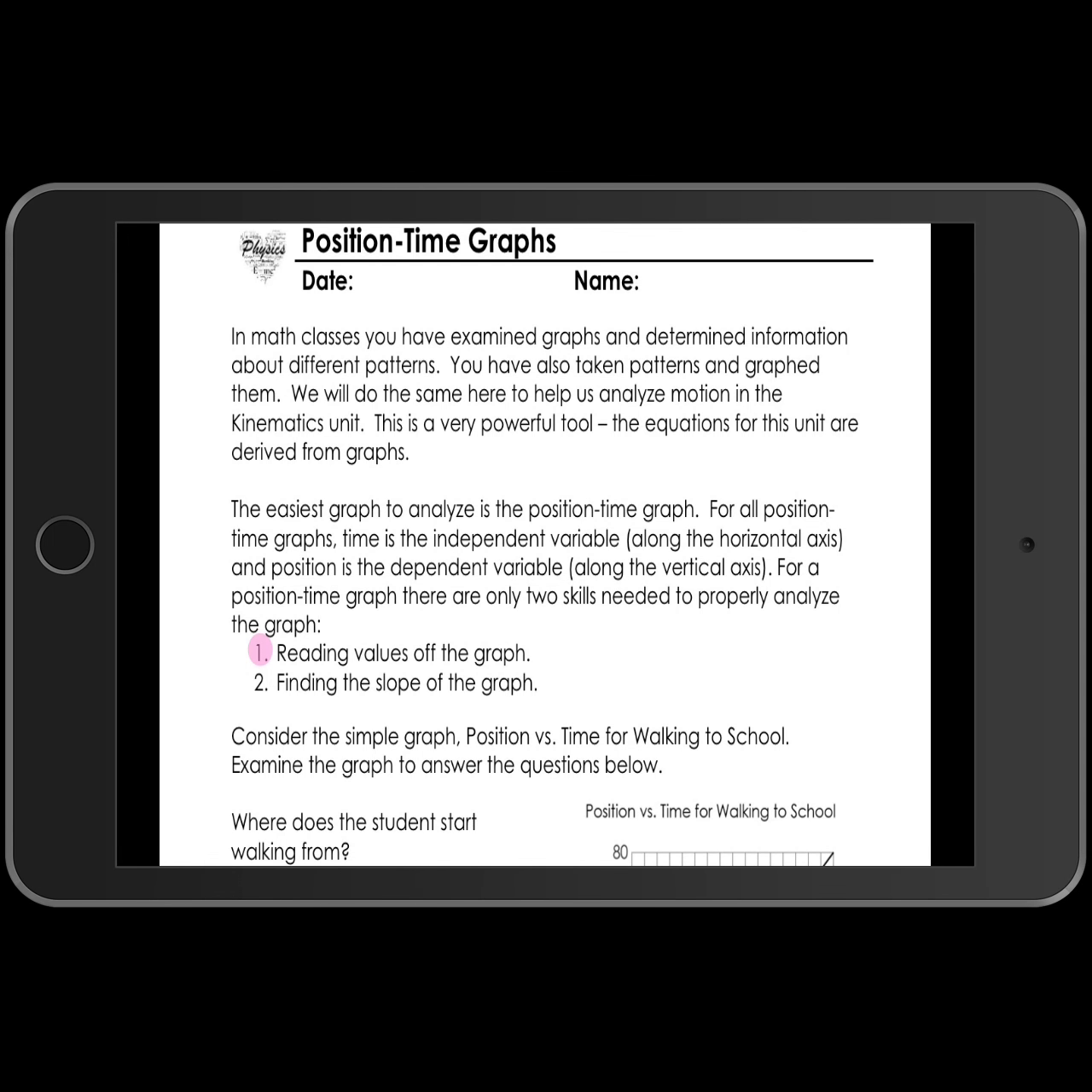Today's lesson, we're going to be starting to look at position versus time graphs. For position versus time graphs, there's really only two skills that you need to properly analyze them, and that is to be able to read the values off of the graph. This should be pretty simple and straightforward because it's just being able to read a graph. It should be things that you've practiced all through your school years. And then also to be able to find the slope of the graph, okay?